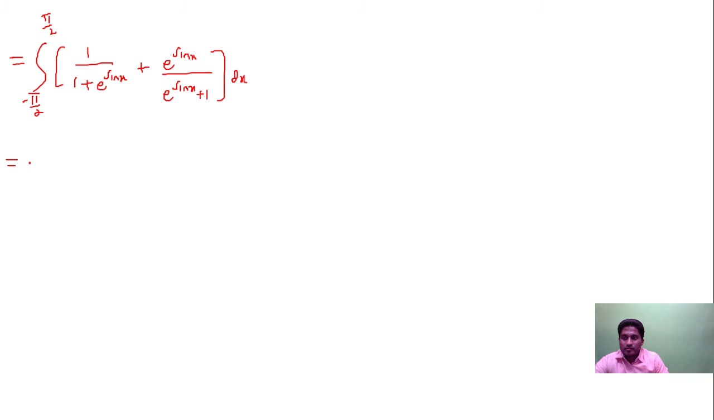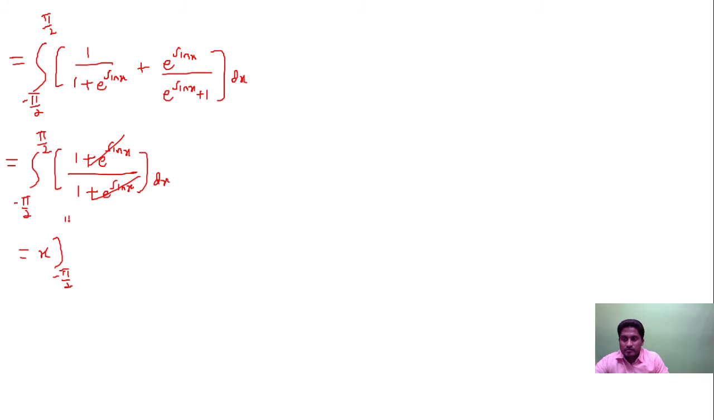Okay, so this is equal to minus pi by 2 to plus pi by 2. LCM is 1 plus e power sin x. Denominators are same, numerators can be added, 1 plus e to the power of sin x. Close the bracket and then dx. This will cancel. Integration of dx is x between the limits minus pi by 2 to plus pi by 2.